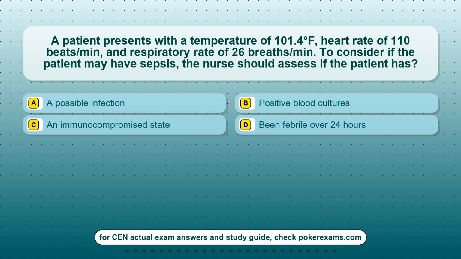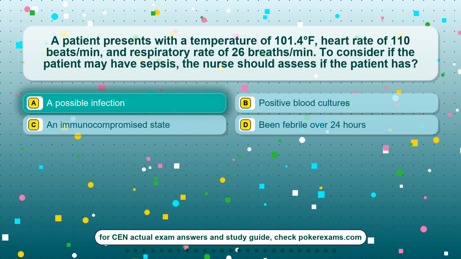Question 4. A patient presents with a temperature of 101.4 degrees Fahrenheit, heart rate of 110 beats/min, and respiratory rate of 26 breaths/min. To consider if the patient may have sepsis, the nurse should assess if the patient has Option A. A possible infection. Option B. Positive blood cultures. Option C. An immunocompromised state. Option D. Been febrile over 24 hours.